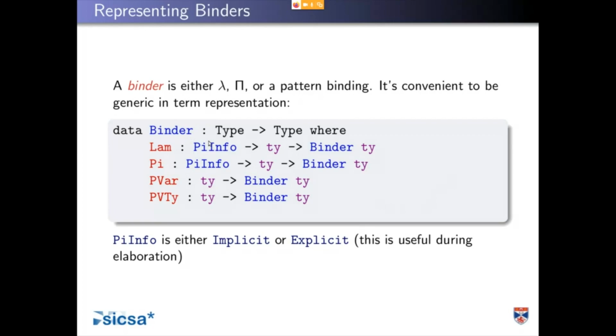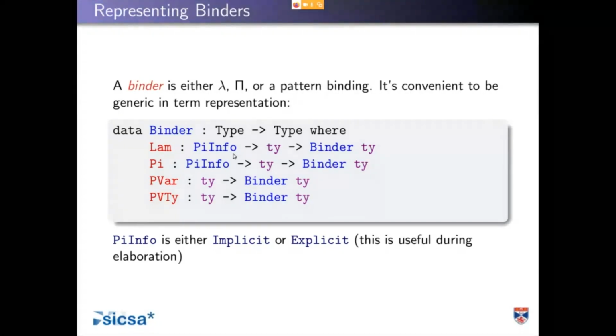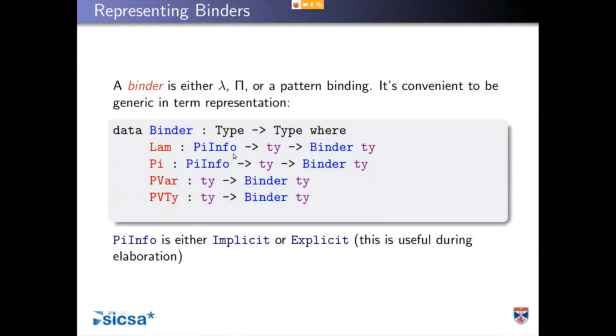So we'll define a separate type for binders. We've got lambdas, pis, and pattern variables. Pattern variables themselves have to have types, so that's what pv_ty is all about. This pi info is something that we won't worry about too much. It's something that we'll need to do after we've got unification working, thinking about implicit syntax. So pi info really just says whether it's implicit or explicit. In Idris itself, it goes a bit further. We've also got auto implicits, we've got default implicits.